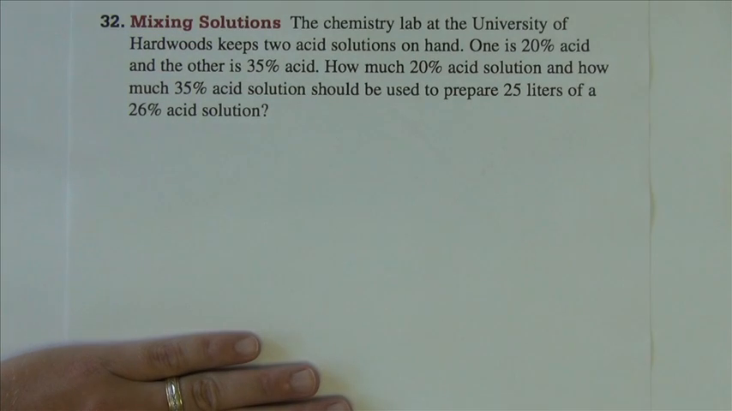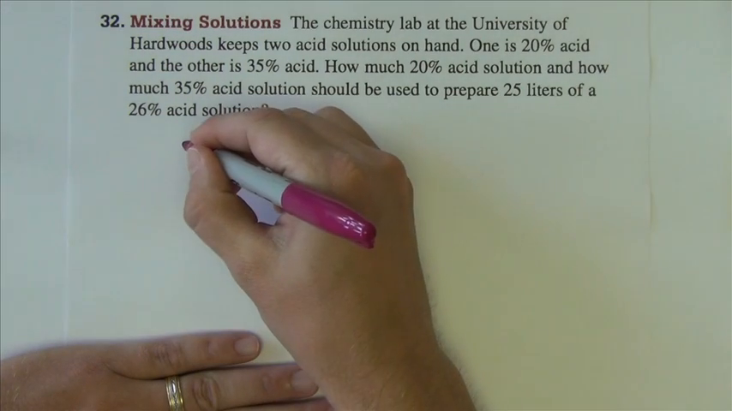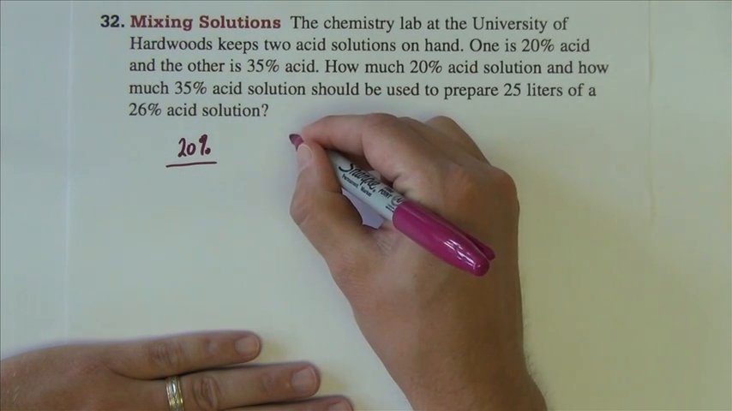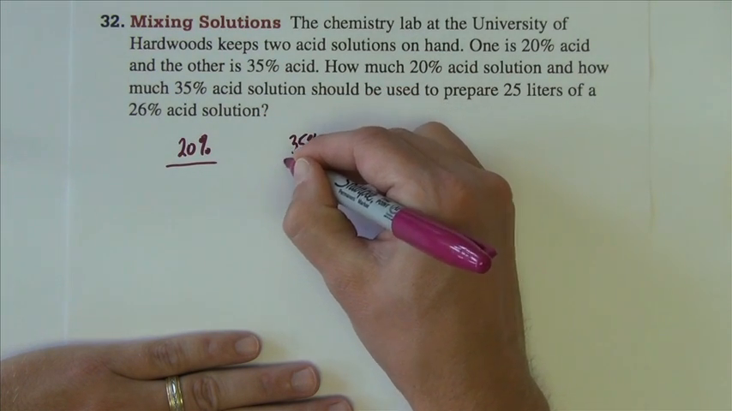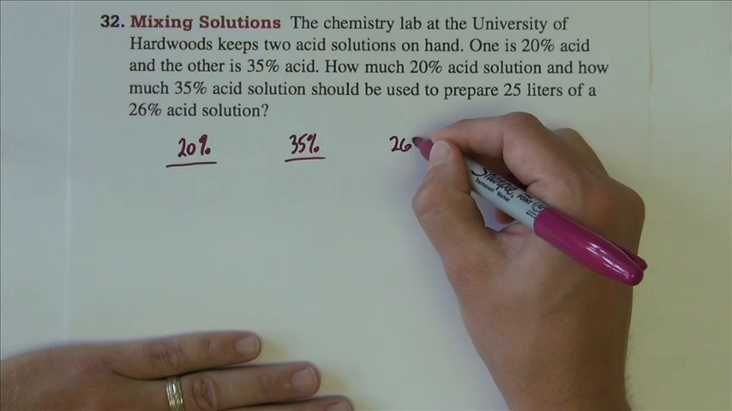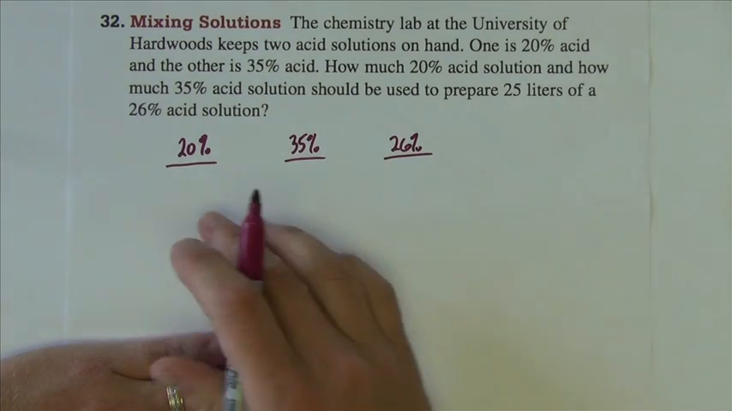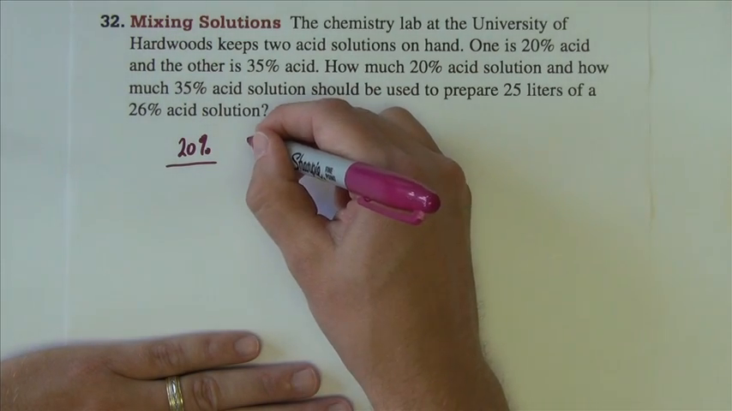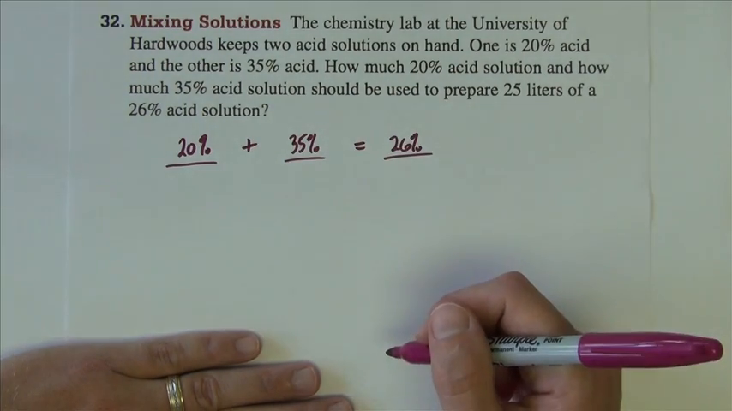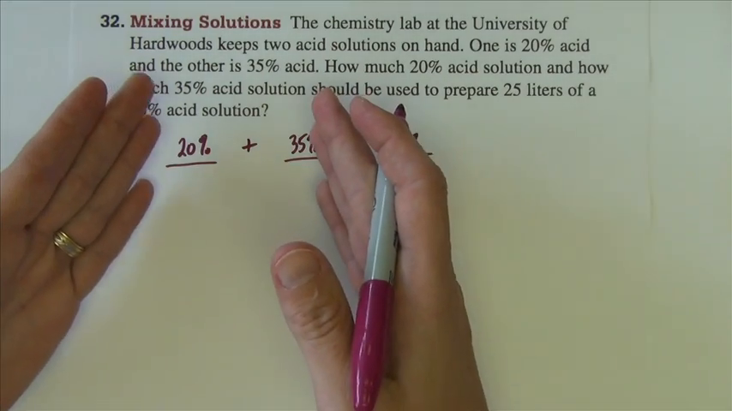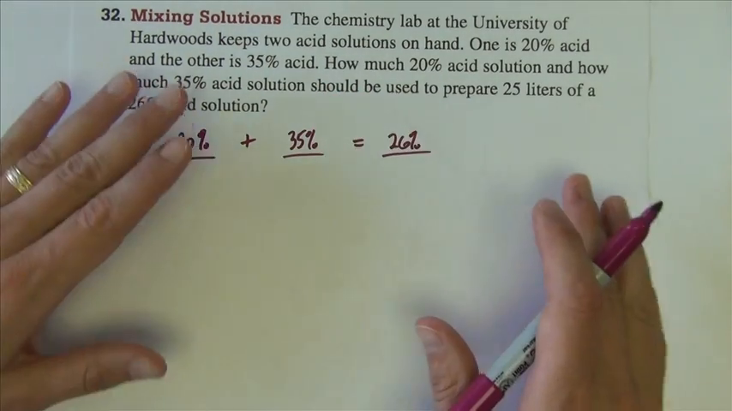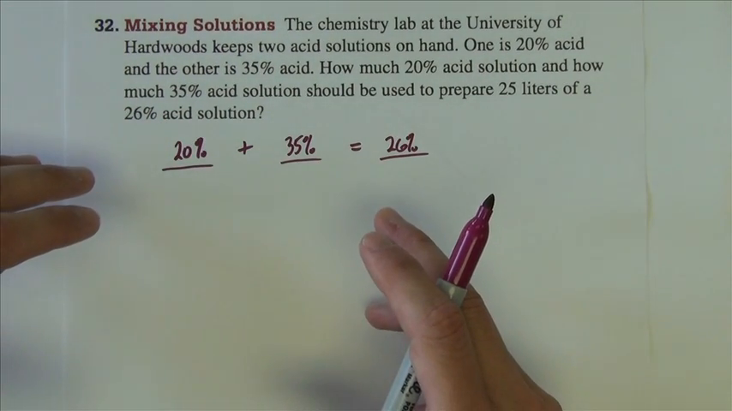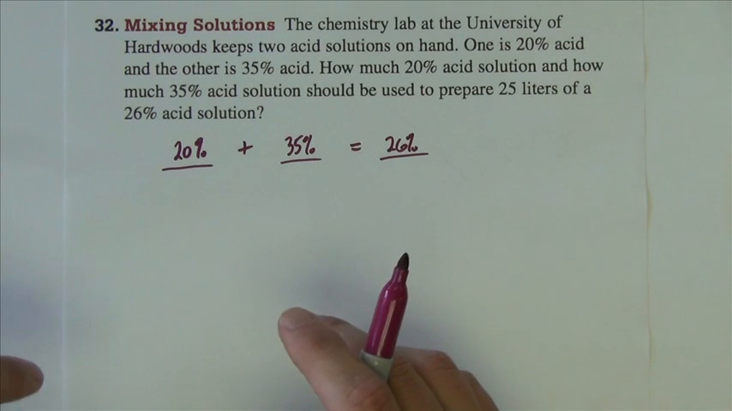Okay, so I kind of set it up this way. I've got my two solutions. One of them is 20%. The other is 35%. I want 26%. Okay, so that's my percentages. And maybe you can think like this. I'm adding these together to get this. I'm combining these two together to make that one. Well, what I need to know is how much of each do I need?